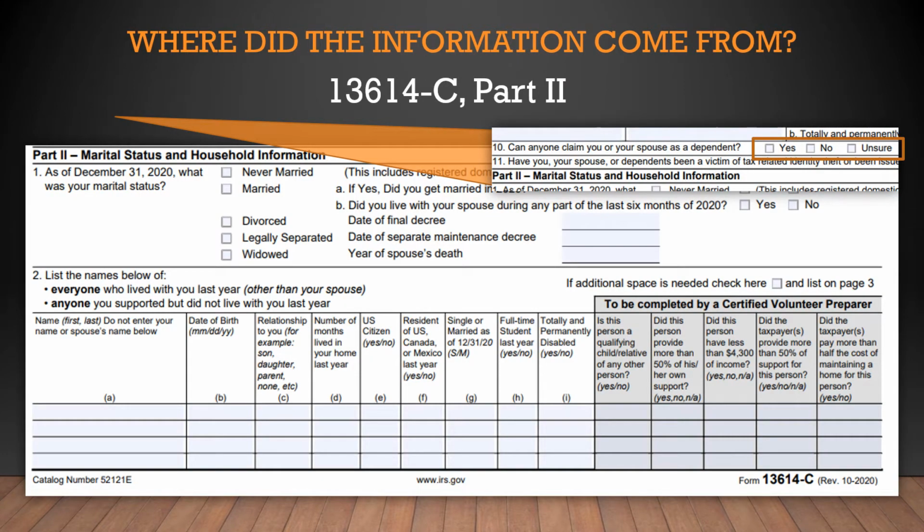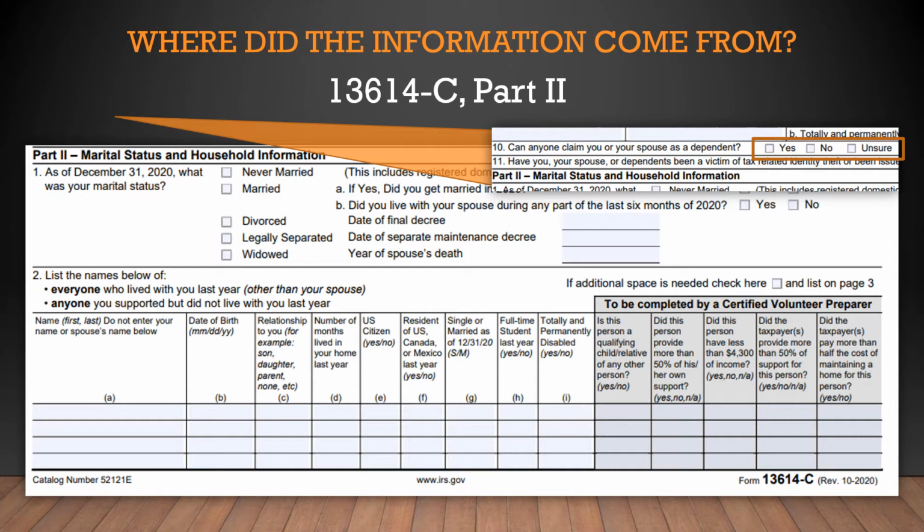And here is how we will get the information from our taxpayers regarding whether they can take personal exemptions or dependency exemptions. Question 10, which is just right above Part 2 of our 13614C intake form, asks whether anyone can claim the taxpayer or the spouse as a dependent, and there's some little check boxes. They might mark unsure, because this is specialized terminology. And so with what we've learned as volunteers, we can help them sort through whether or not anybody else might be able to claim them as a dependent.